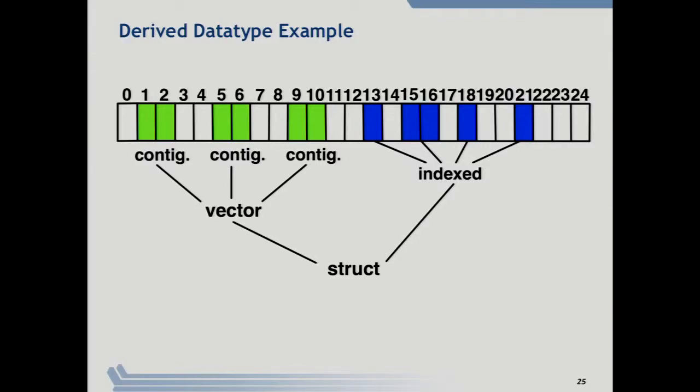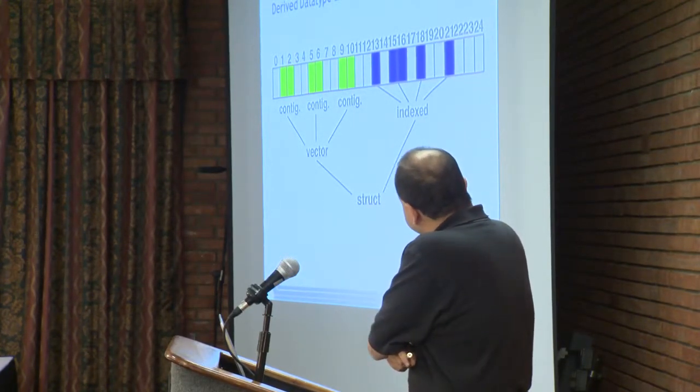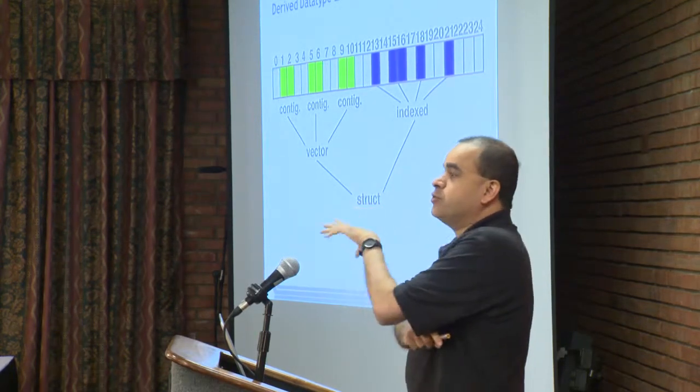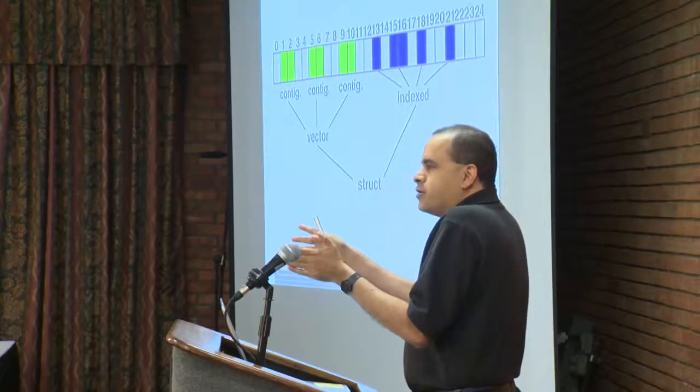So here's an example. Let's say you have this array where you want to send the green and the blue parts of the array. So that's a strange pattern. Without data types, and people do that quite commonly, you somehow copy all of that. You allocate another array, and then copy all of that contiguously into that array, and then send it, and do the same on the receive side. That is, receive it contiguously, and then unpack it in some way, copy it back into your array.